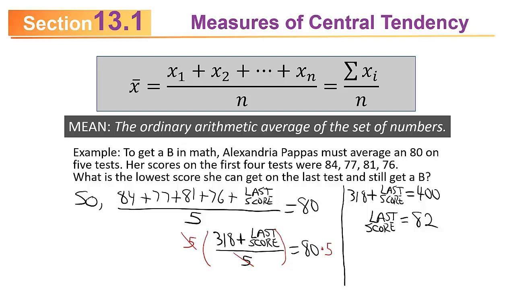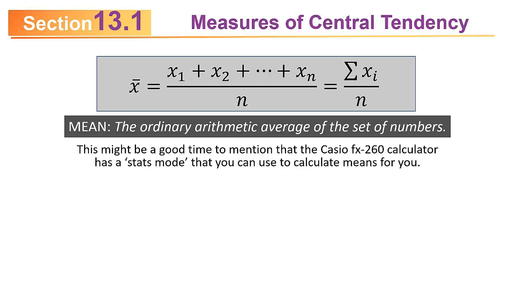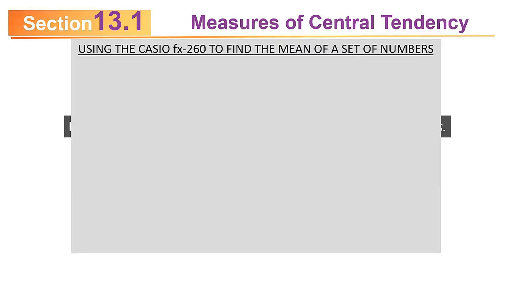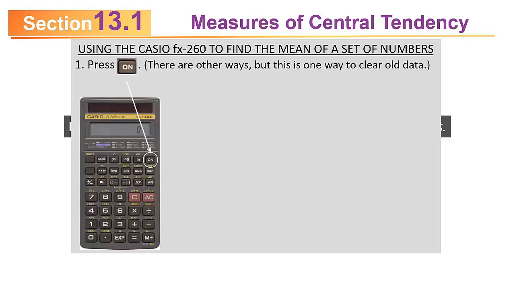This might be a good time to mention that this Casio FX260 solar calculator that we use has a stats mode that you can use to calculate means for you so that you don't have to do the work the long way. I'm going to show you how to do this, and this is something you need to learn because it's extremely useful.